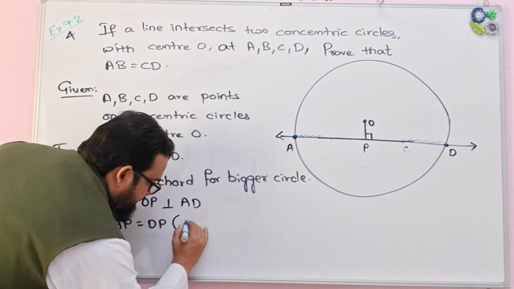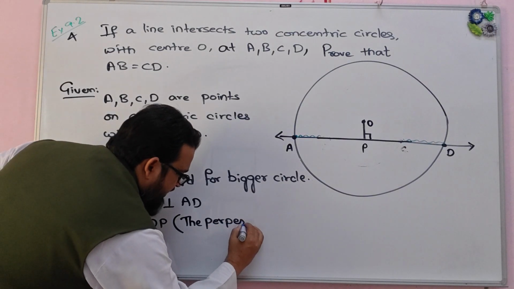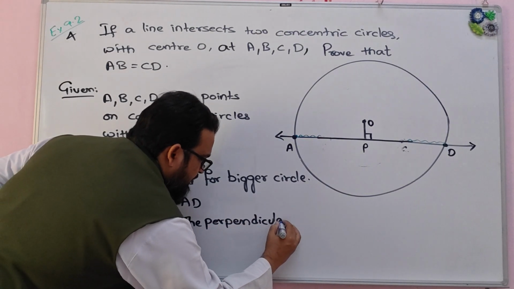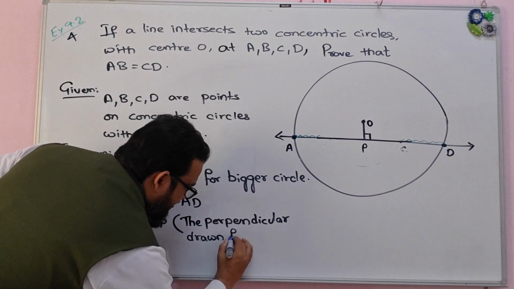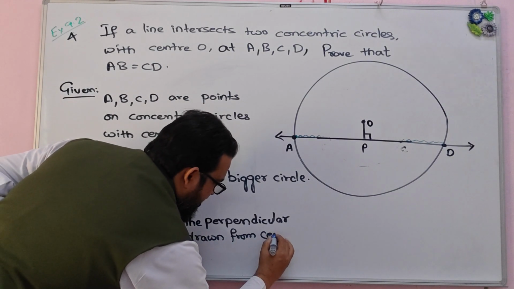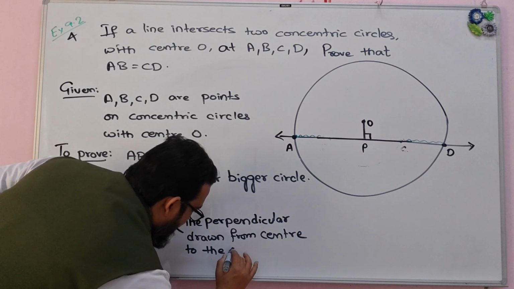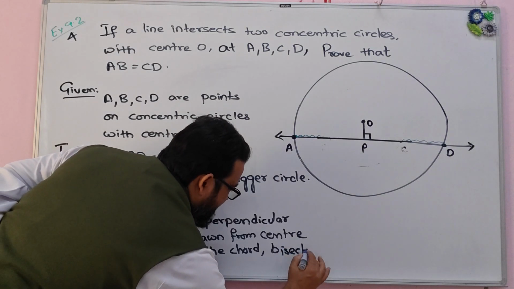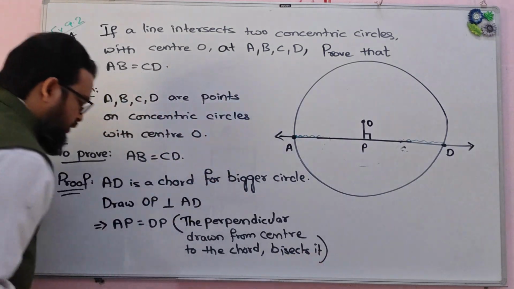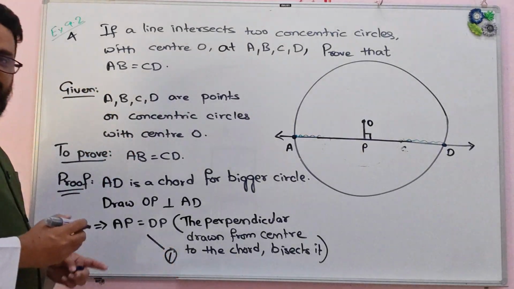You have to write the reason: the perpendicular drawn from the center to the chord bisects it. It means chord. So it bisects. Let me take this as the first equation.